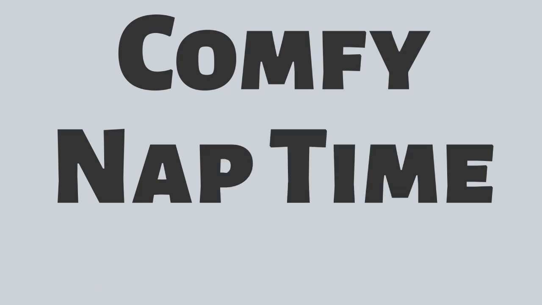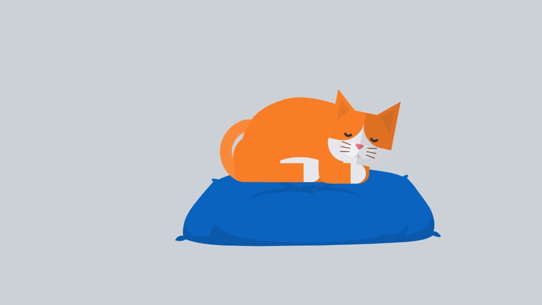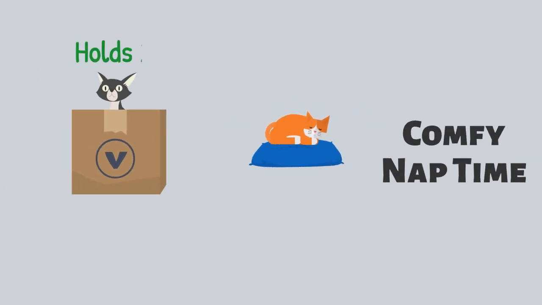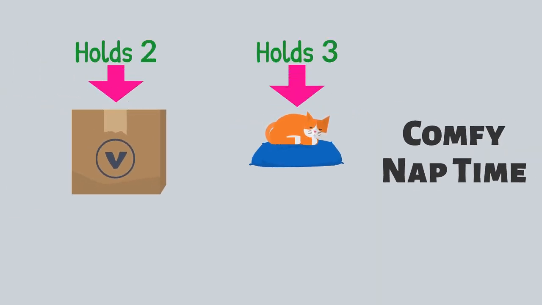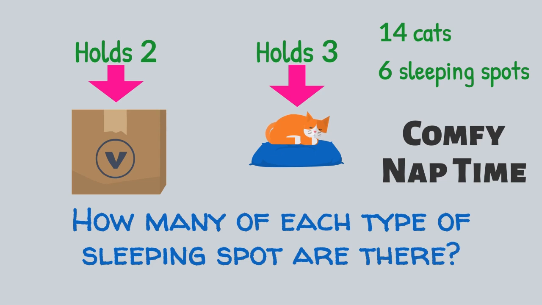A group of cats is trying to find places to sleep. Some prefer sleeping in boxes while others prefer soft beds. A box can hold 2 cats while a bed can hold 3. There are 14 cats and 6 total sleeping spots, each of which is full. How many of each type of sleeping spot are there?